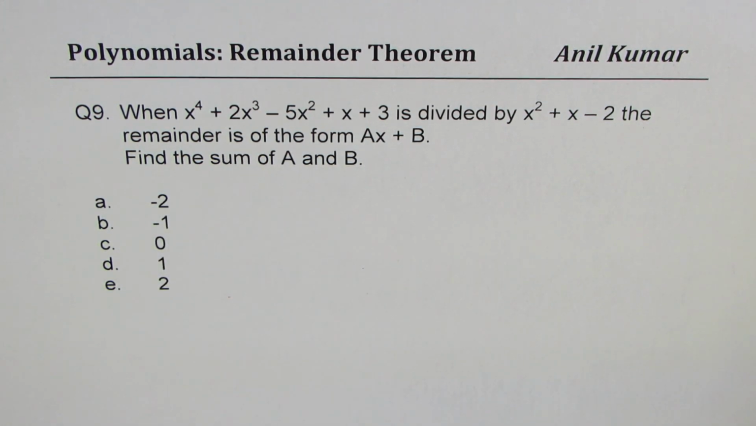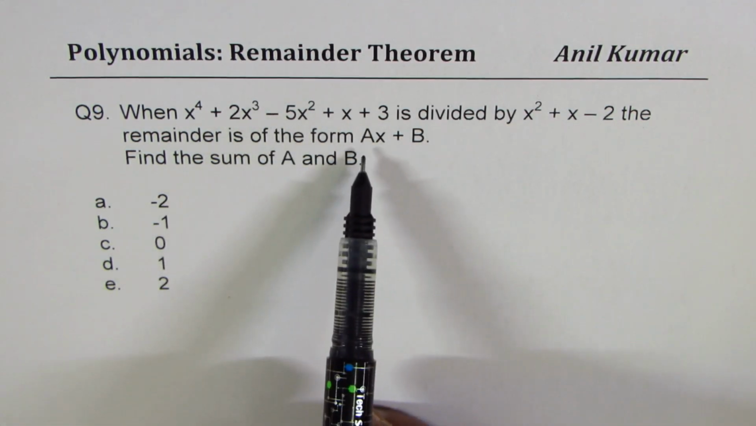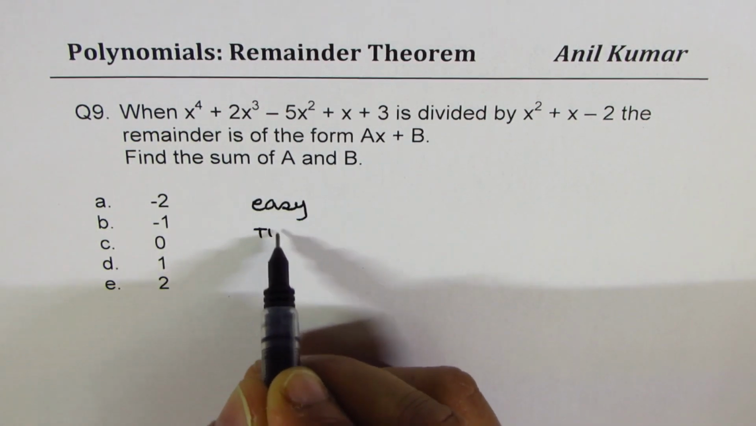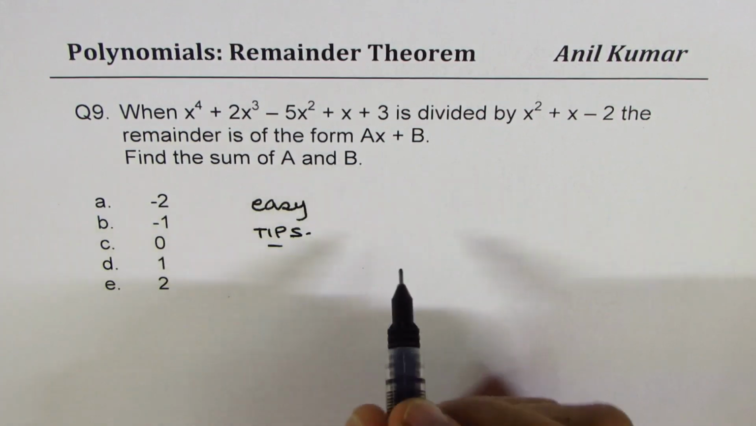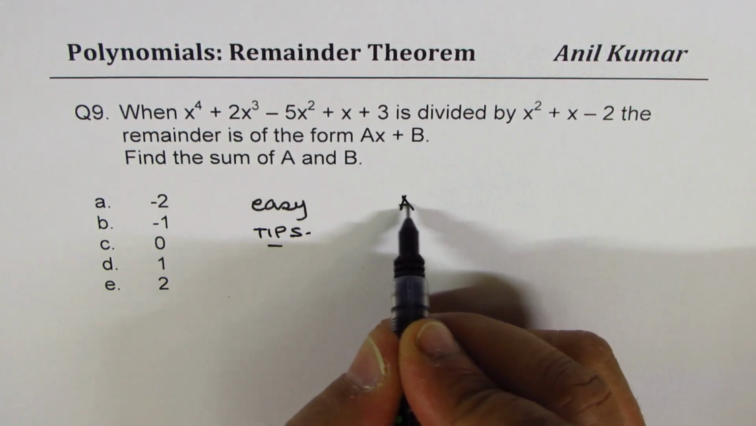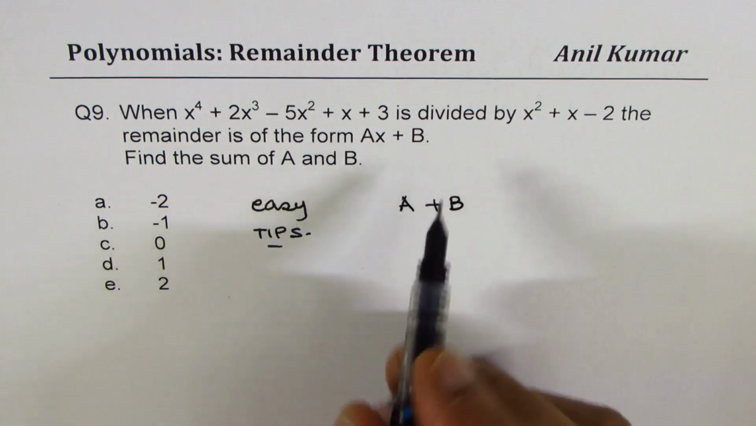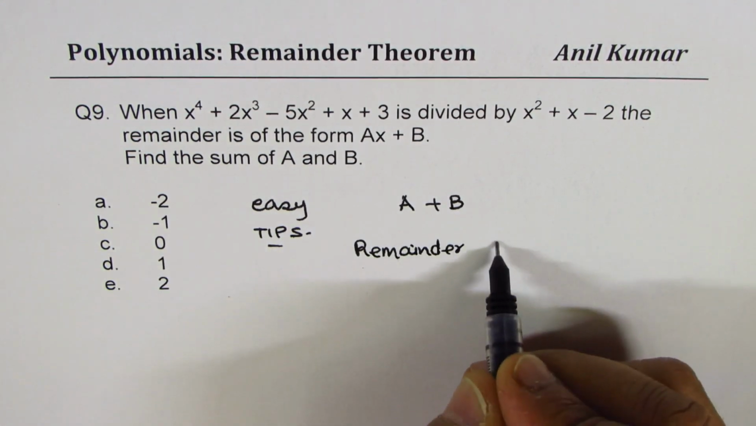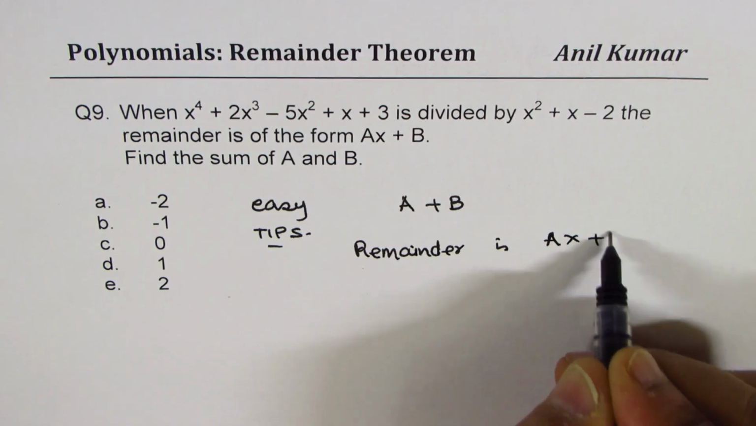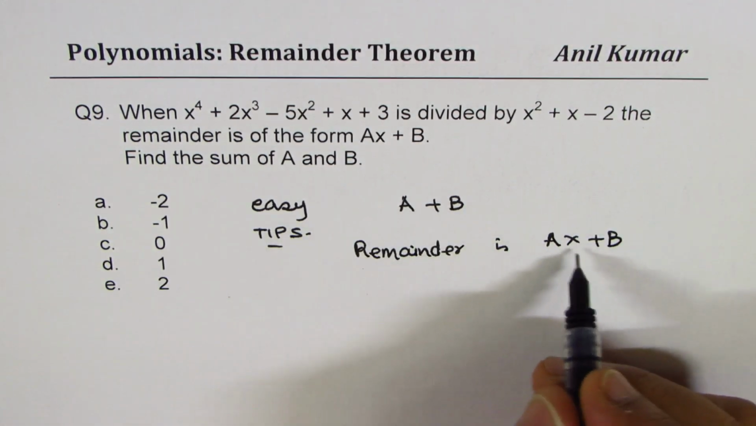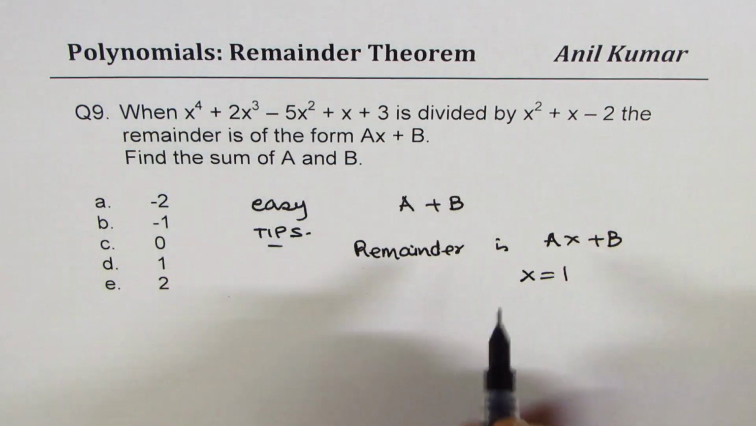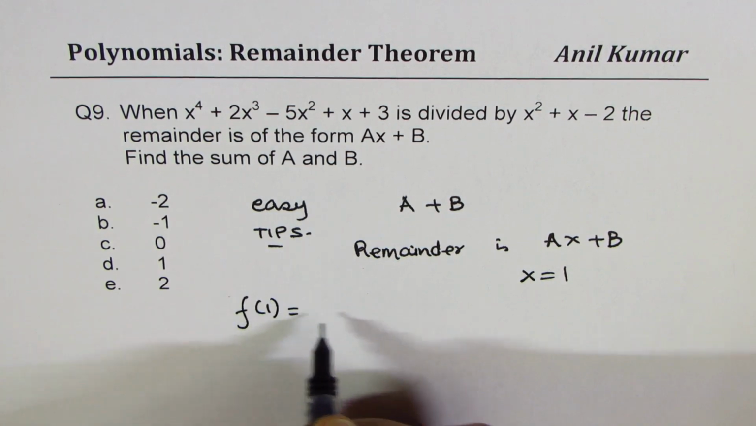How are you going to do this? Well, one way is you can actually divide and find the answer. The easy way is, that is the tip, right? We have to find what is a plus b, right? We know that the remainder is ax plus b. So to get a plus b, basically x has to be equal to 1, correct? So let's find what f of 1 is. So that is our answer, right?